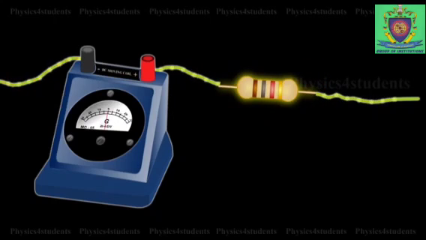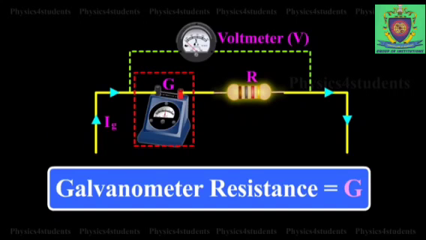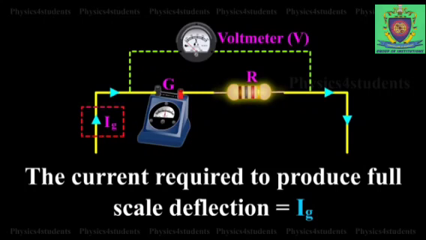Now let us study the galvanometer to voltmeter conversion. I should connect a high resistance in series. The galvanometer should be connected in series with the high resistance to make a voltmeter. The resistance will decide the range of the voltmeter. In which range I want the voltmeter will depend upon the resistance. The value of the resistance you take decides the range of the voltmeter which you want.